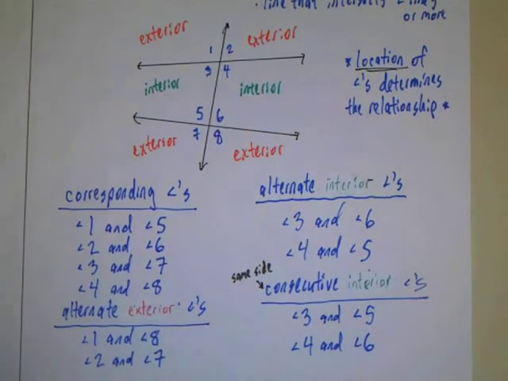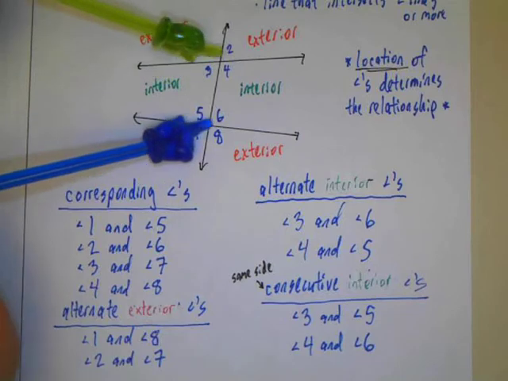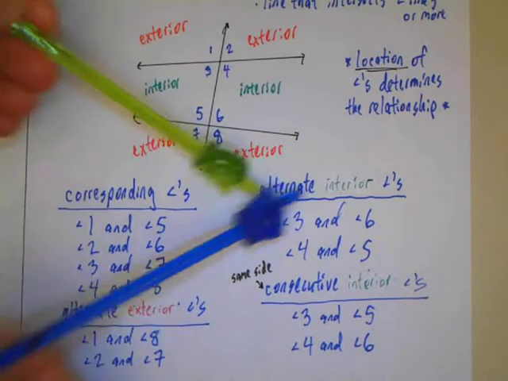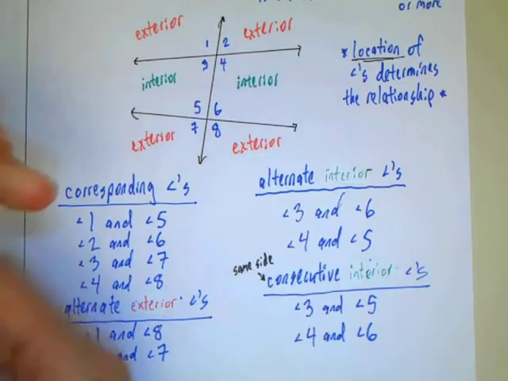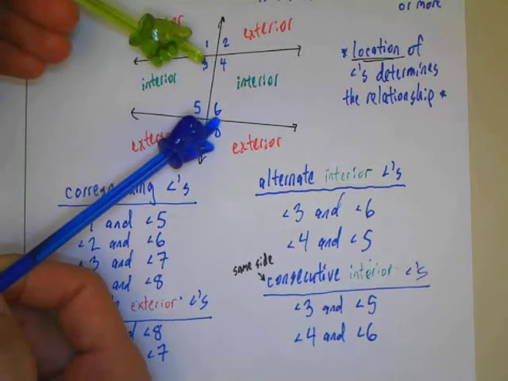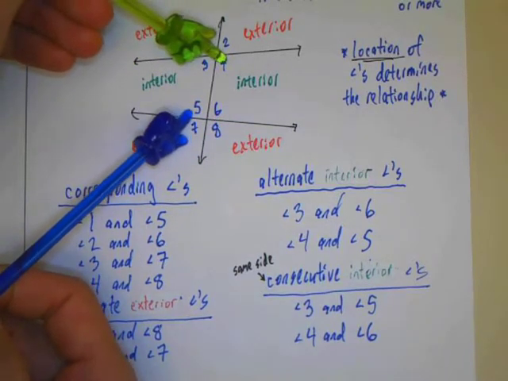Corresponding are these two angles, 1 and 5, 3 and 7, 2 and 6, 4 and 8. Then we have alternate interior. Alternate because it flips on opposite sides of the transversal, and interior because it's in this green section. So 3 and 6 on the left and the right, and then 4 and 5 right and the left.